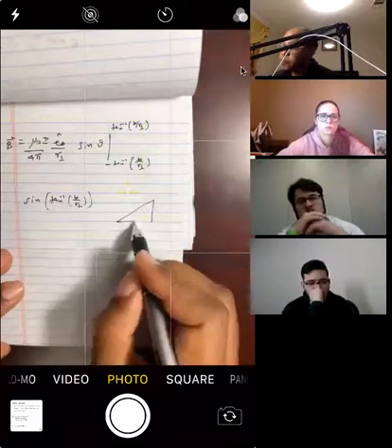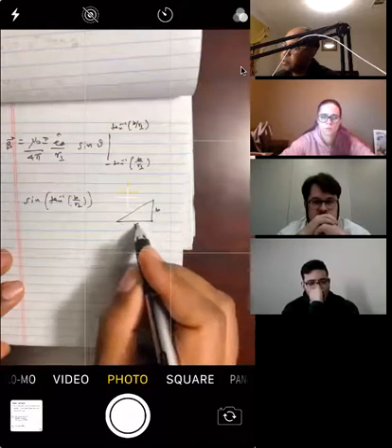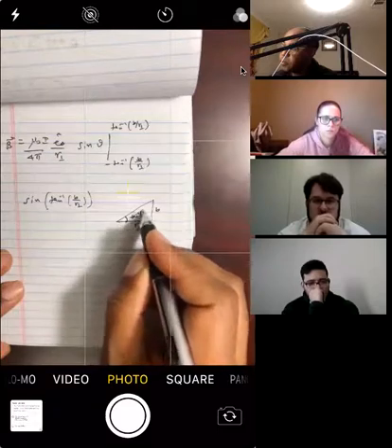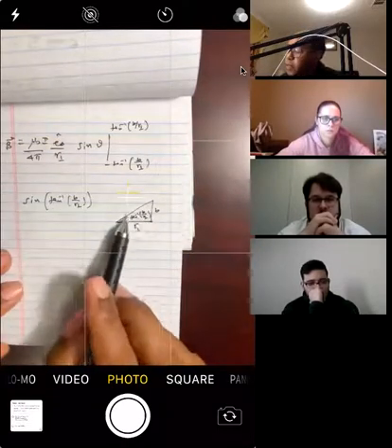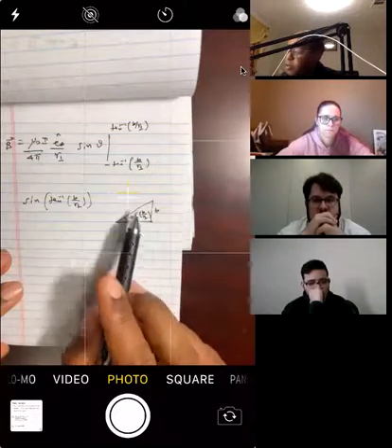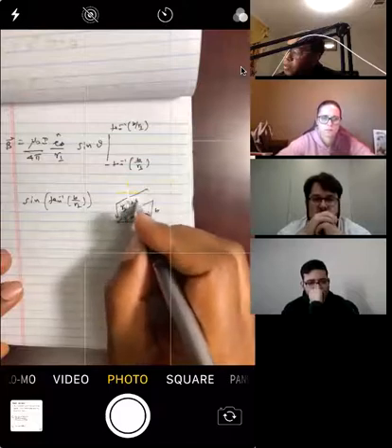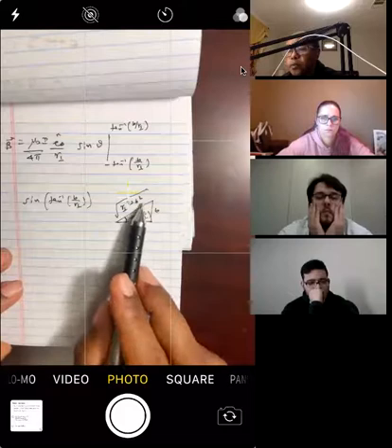Basically what we're saying is, if this side is b and this side is r perpendicular, then this angle is tan inverse b over r perpendicular, right? So the sine of this angle is this over this, and the hypotenuse is the square root of r perpendicular squared plus b squared. So the sine of this angle is b over this.